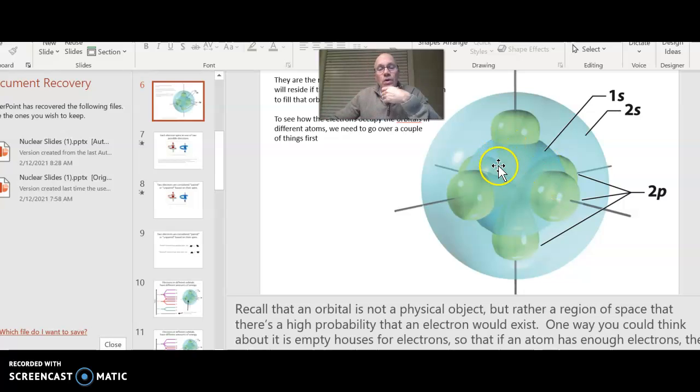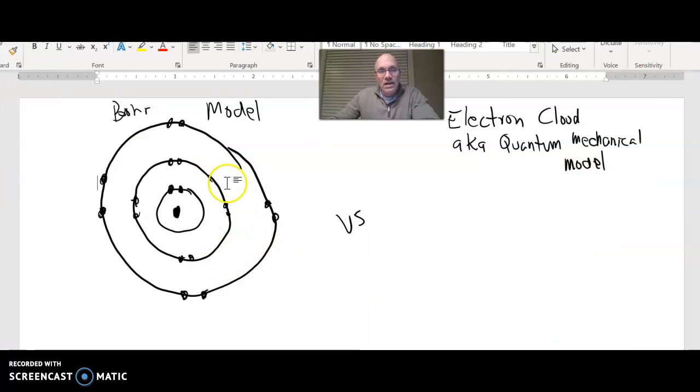All right, so how do you get 8? How do we reconcile the fact that we had claimed that there were 8 electrons that could fit in the second level here?